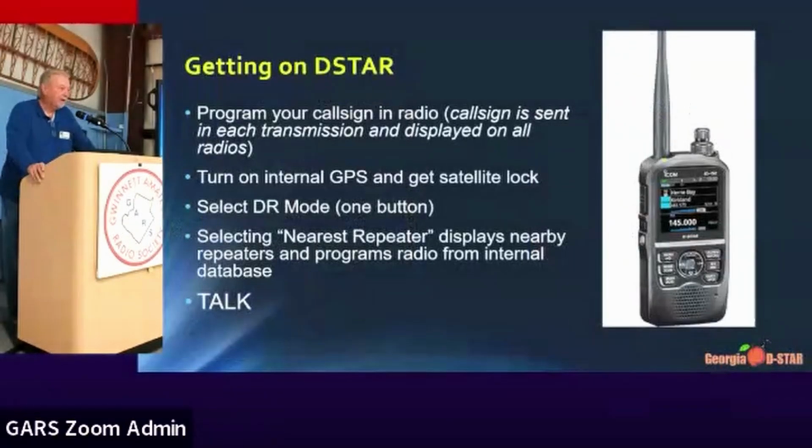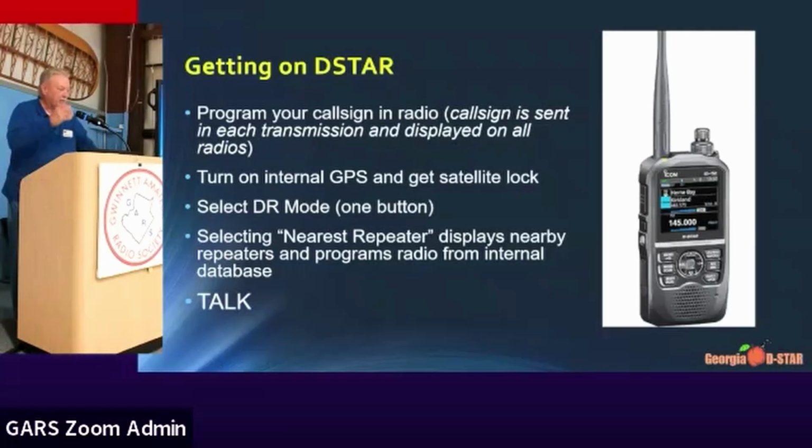All right, now to get on D-Star, it's pretty simple. If you buy a radio, open it up, you've got a charged battery. The first thing you do is program your call sign into the radio. Why do I do that? Because every time you transmit, your call sign goes along with it.